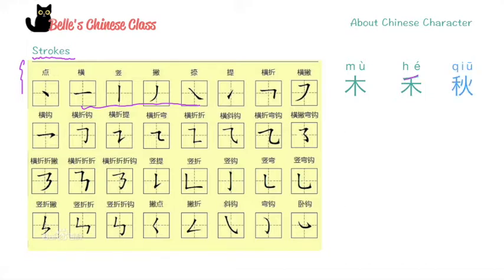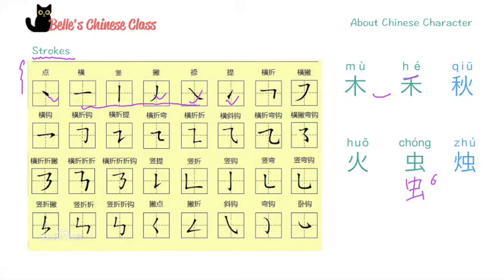Qiu, as we learned before, is just combine these 2 characters together. Let's look at another one. The character huo is composed by the stroke this one, this one, this one, and this one. The character chong is composed by more strokes. We have this one, this one, this one, this one, this one, and this one. So in total, there are 6 strokes for the character chong.